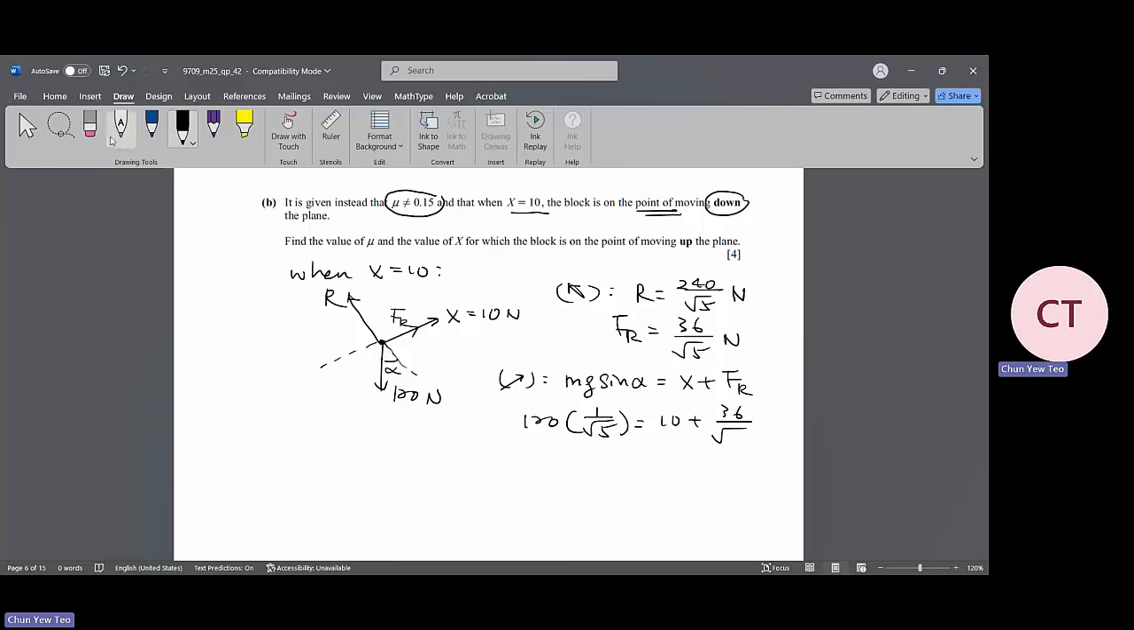Oh, sorry. I made a mistake. The FR is no longer 0.15. I missed out this information. So this one is mu R. Mu R, it will be 240 mu over 35. So the FR will be 240 mu over 35.